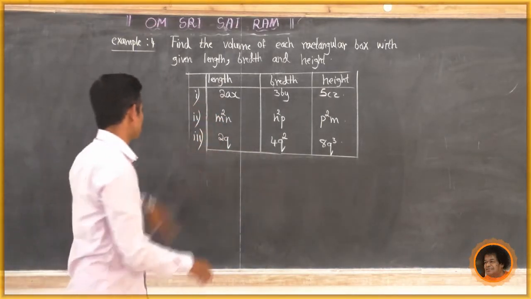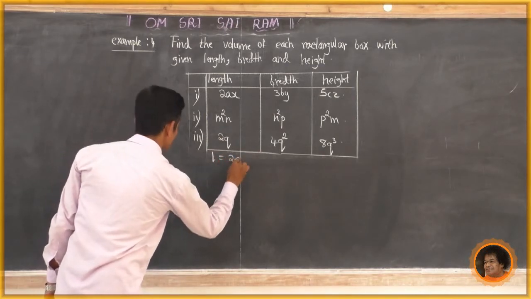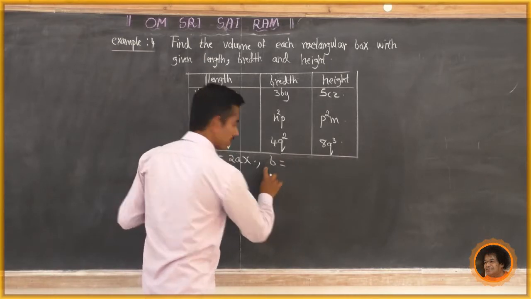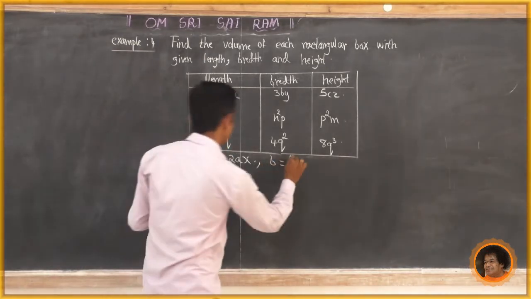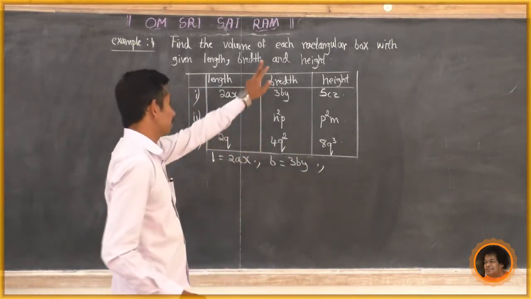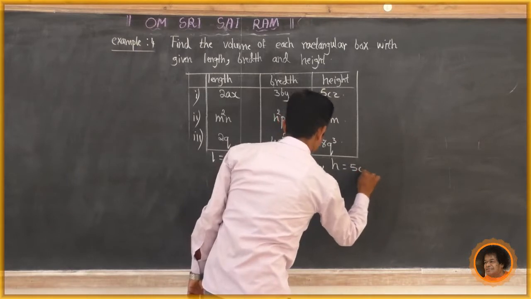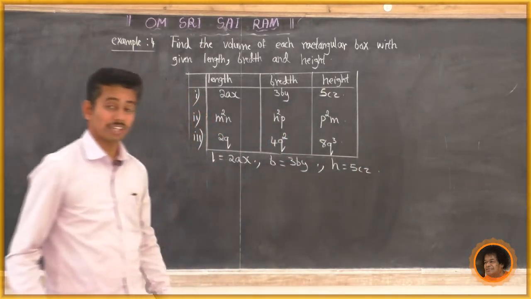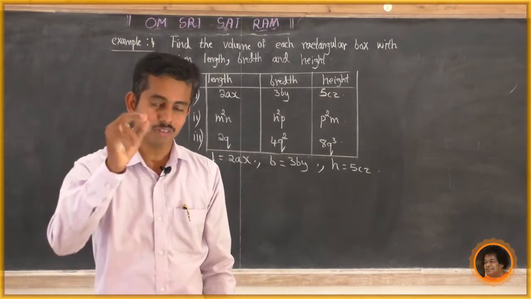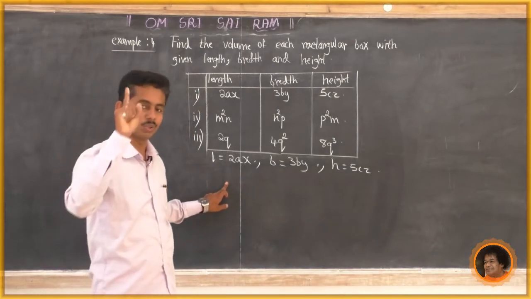So first question, write the length. Length is denoted by the letter L. It is 2ax. Then breadth is denoted by the letter B. So 3by. Height is given, h equal to 5cz. Now volume of a rectangular box. What is the formula to find the volume of a rectangular box? Volume equals length into breadth into height.